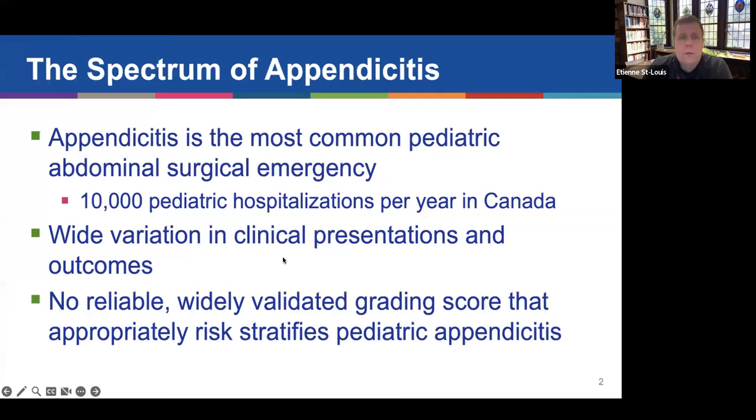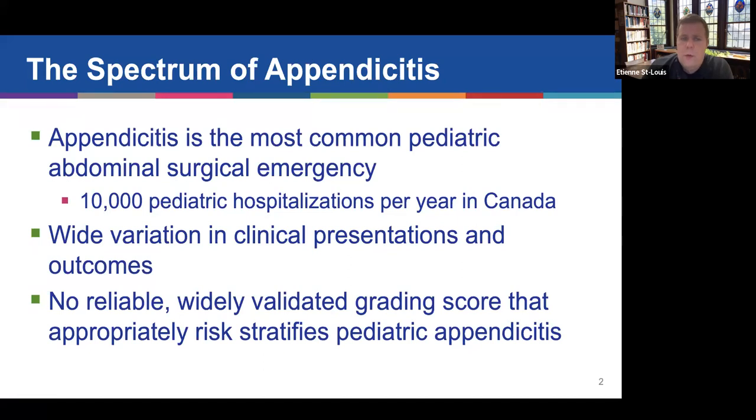I'll get started. Many of you know that appendicitis is the most common pediatric abdominal surgical emergency, and it represents about 10,000 pediatric hospitalizations per year in Canada. But despite how common this disease is, there's still a wide variation in clinical presentations and in outcomes reported in the literature. We think this has to do with the fact that appendicitis is often oversimplified into two categories, simple and complicated, when in fact there's probably more granularity and variation among cases.